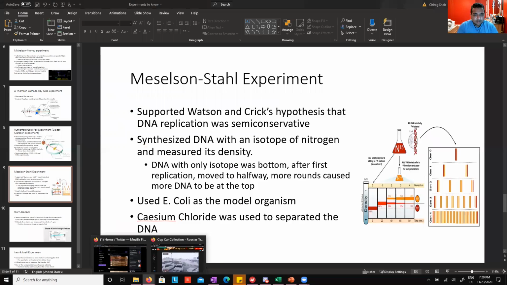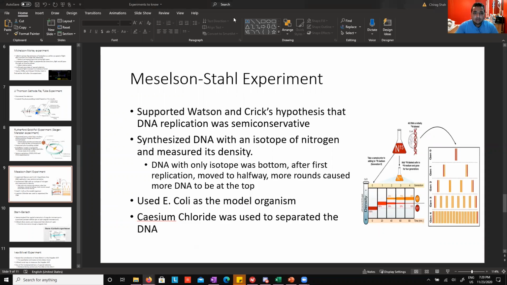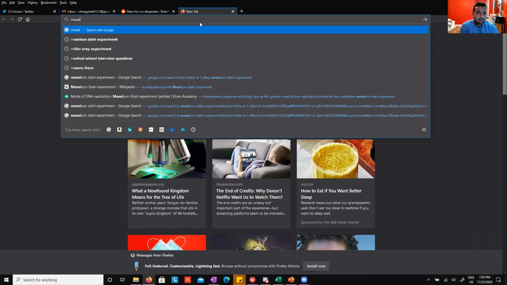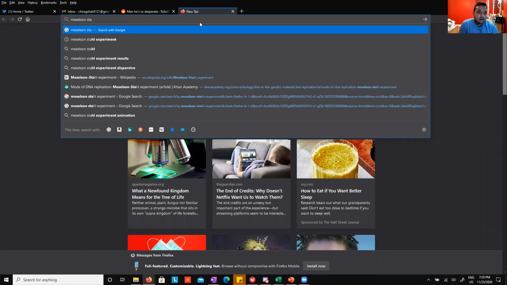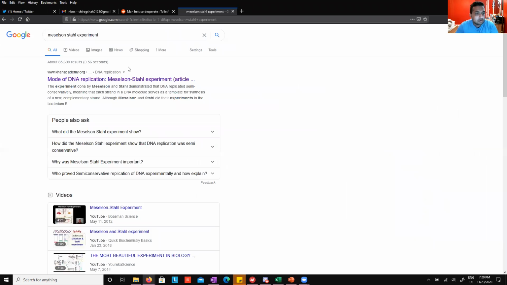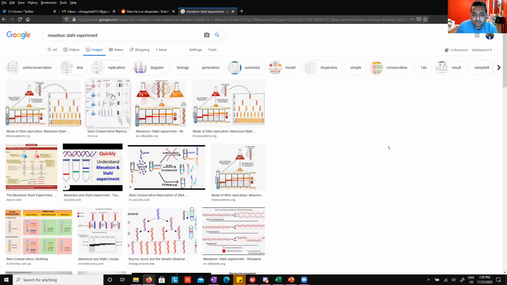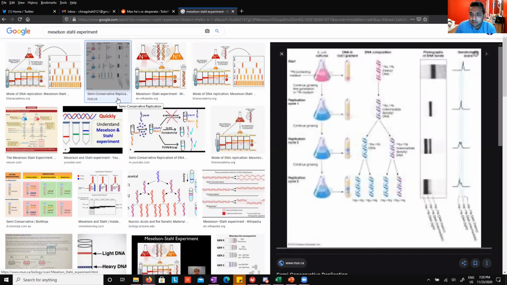And if I may quickly, I will actually show you what the other ideas were for the replication, if I could find it.